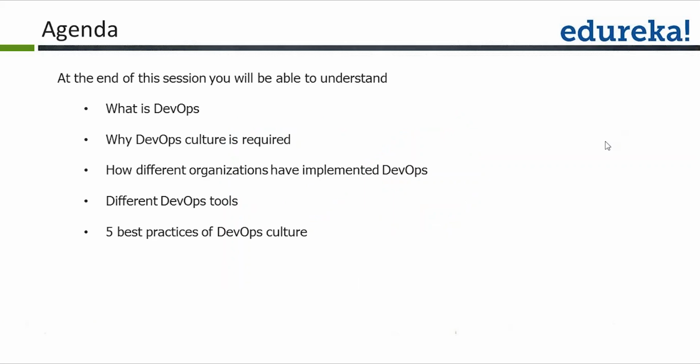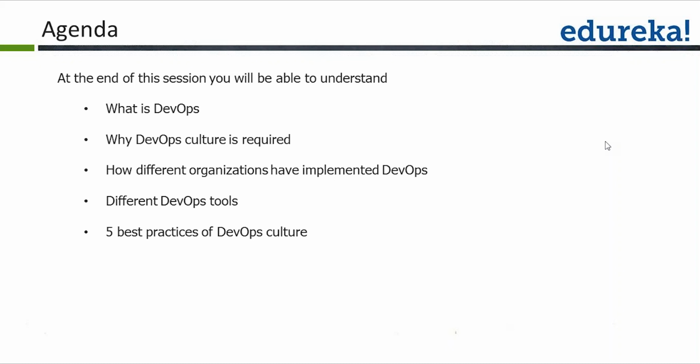So today's agenda is we'll be talking a bit about what DevOps is, and why DevOps culture is required in the first place. Why not just tooling? Why not just automation? How different organizations have implemented DevOps, with a few examples. We would be looking into a few of the famous tools being used today, and also the 5 best practices of DevOps culture that the presentation is going to cover. Along with that, I would also be sharing a few of my experiences of how we have done it, the pitfalls of implementing DevOps, what not to do, and of course, I would be open for questions.